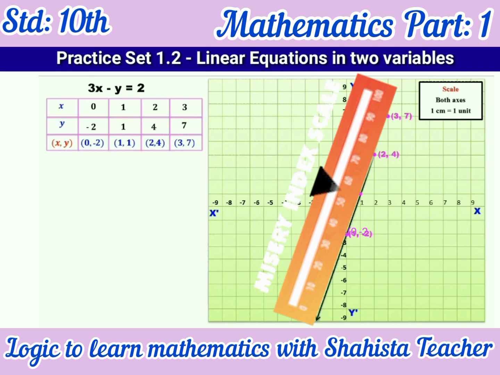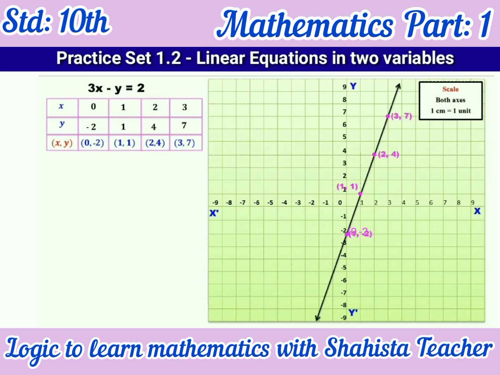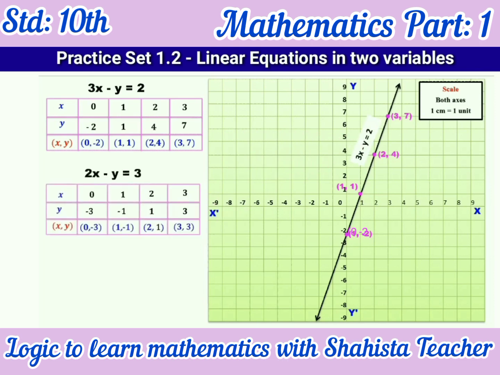Now we have to join all these 4 pink color points. So draw a line. Join all these 4 points by drawing a line. These points represent 3x minus y is equal to 2. So this line's name is 3x minus y is equal to 2. Now 2x minus y is equal to 3, the second line. x is 0 and y is minus 3. So here 0, minus 3, orange color. See here 0, minus 3. Now 1, minus 1. Here x is 1 and y is minus 1.